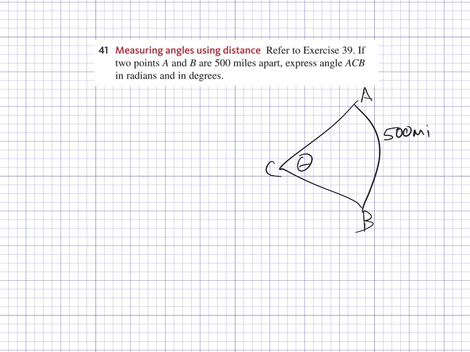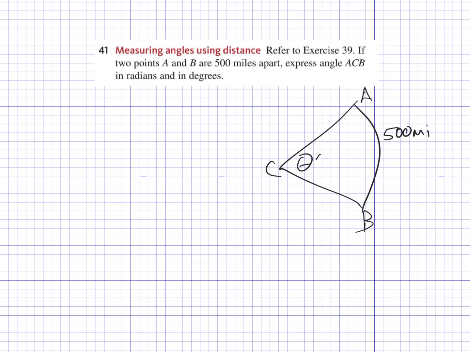So we got to figure this out. If you look back at number 39, you can kind of get a rough estimate of how far or what theta is going to be. So it should be less than 10 degrees, which was part D.